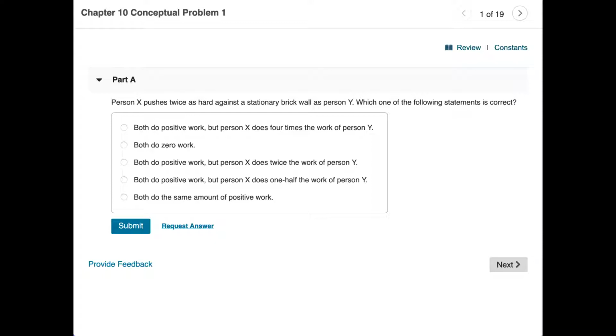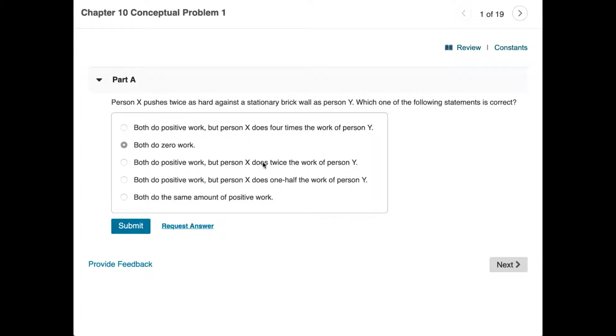Person X pushes twice as hard against the stationary brick wall as person Y. Which of the following statements is correct? Well, first of all, I'm not going to read all these statements out. I'm just going to think about what was just said there. Both of these persons, X and Y, exert a force on the wall, but the wall doesn't move. And then it's going to ask me a question about work. Well, the fact is that in order for work to be done, there must be a displacement. So it's absolutely true that both of these people, X and Y, do no work.